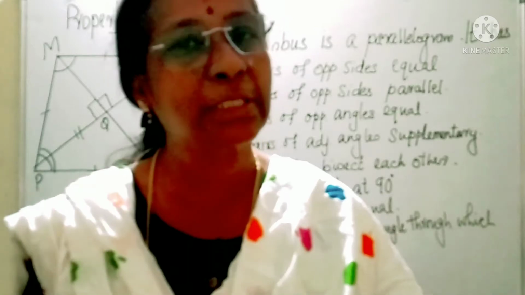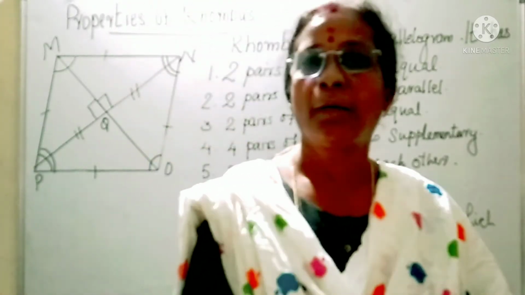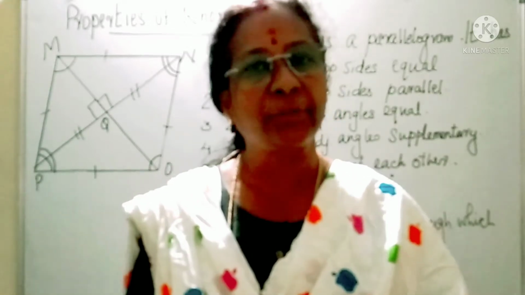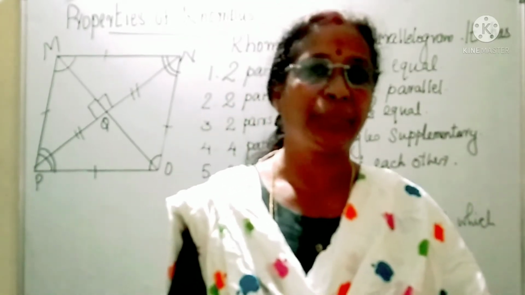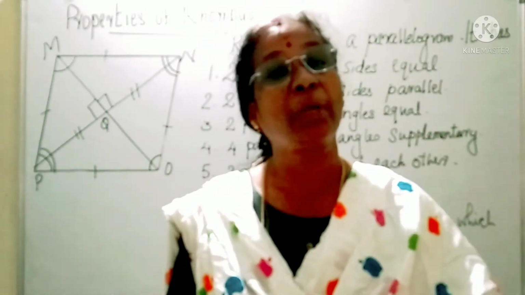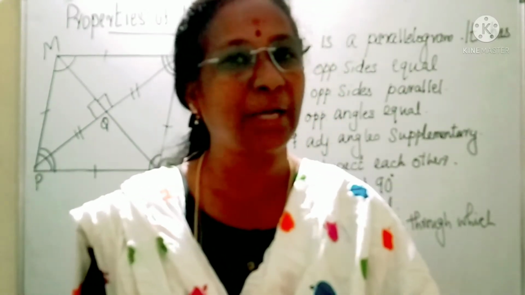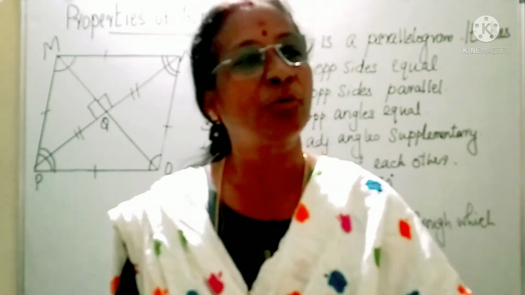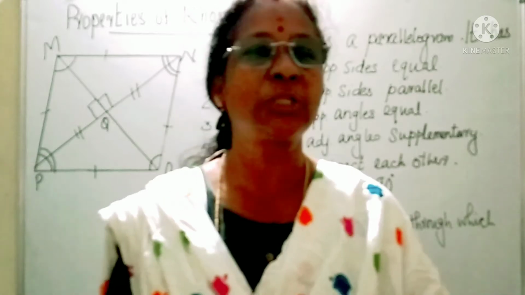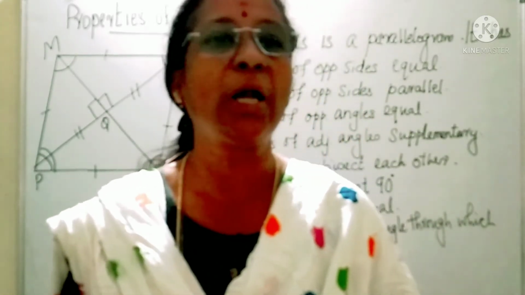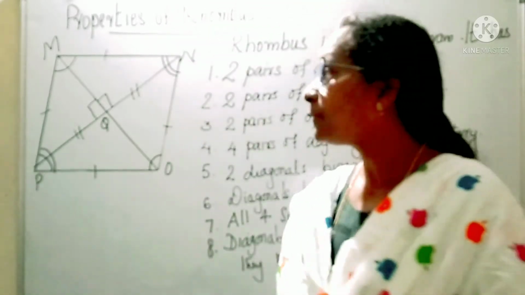Dear students, in the previous class we learned about many quadrilaterals. We learned about quadrilaterals, then trapezium, then parallelogram, and then many types of special parallelograms or special quadrilaterals. Today we are going to learn about a special quadrilateral or a special parallelogram which is called rhombus.